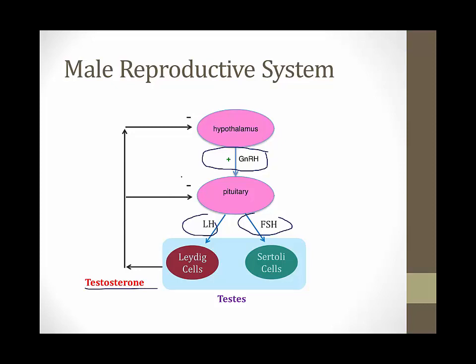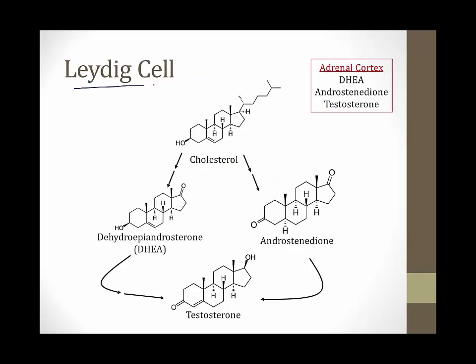And in this module, we're going to talk about how this whole system works to lead to normal male development and normal spermatogenesis. We'll begin with the Leydig cell, which is the main hormone-producing cell in the male. Leydig cells can pull cholesterol from the plasma and convert it into either dehydroepiandrosterone, or DHEA, or androstenedione, both of which are weak androgens. Either of these weak androgens can be converted into the more potent androgen testosterone, which is the major circulating androgen in the male.